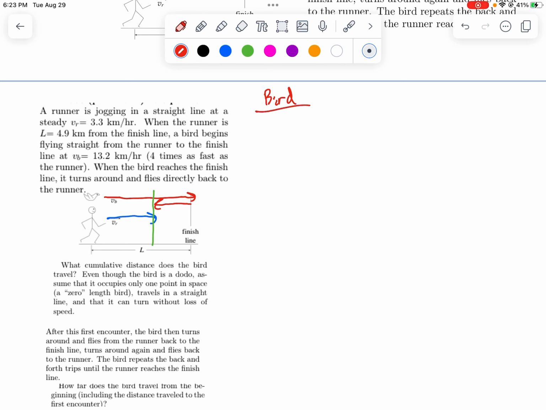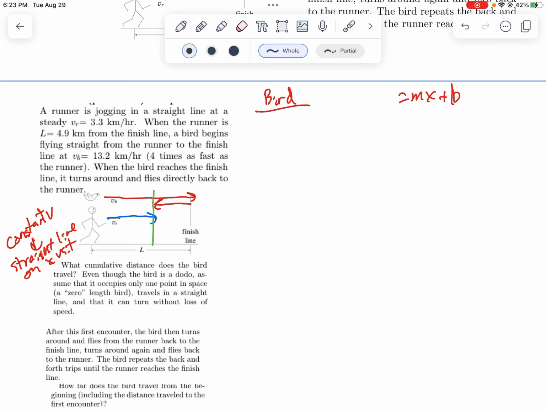It tells us that the bird travels at a steady velocity, right? They both travel with a steady velocity, so that means the velocity is not changing. So if the velocity is not changing, like constant velocity, that means it's a straight line on a position versus time graph. Okay? So if I have a straight line, I'm going to use y equals mx plus b. And that's my general equation for the straight line. But instead of using y, I'm going to use d for distance. And instead of using x, I'm going to use t for time.